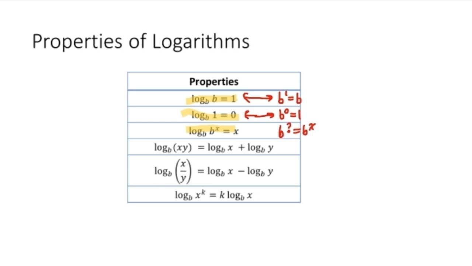Next, the last three properties are very useful for simplifying logarithmic equations. The first property, which we're going to refer to as the product rule, is log base b of xy equals log base b of x plus log base b of y. In other words, the log of a product equals the sum of the logs.